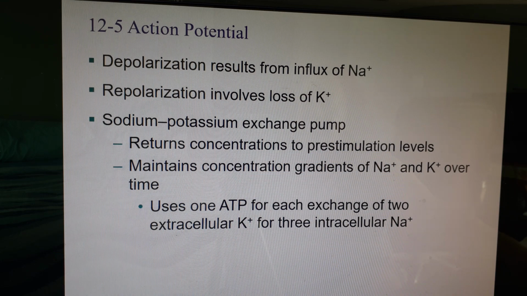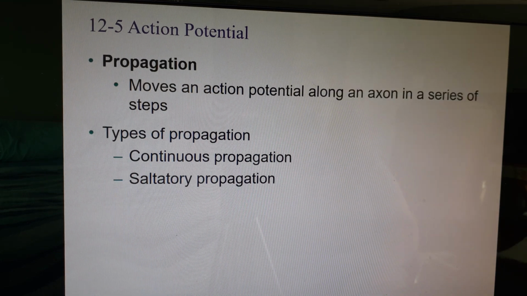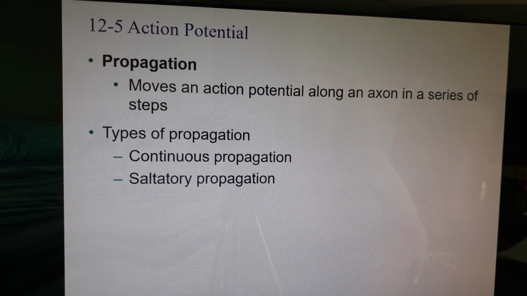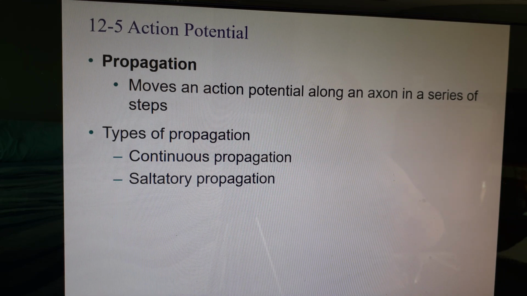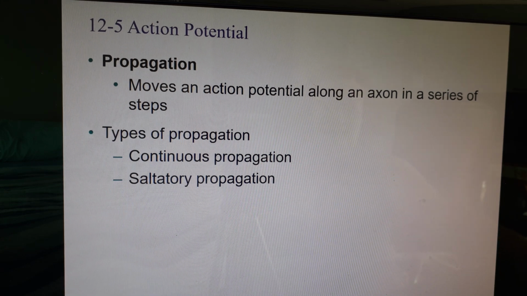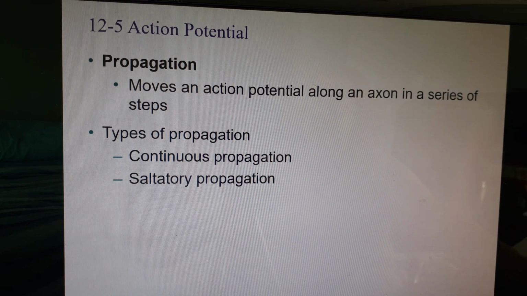We're going to kind of skip this. All right, that's called propagation. So propagation is how do we get this action potential that's on one part of the membrane to go down the axon? And there's two ways to do it: continuous propagation and saltatory propagation. This is where those nodes of Ranvier come in handy.